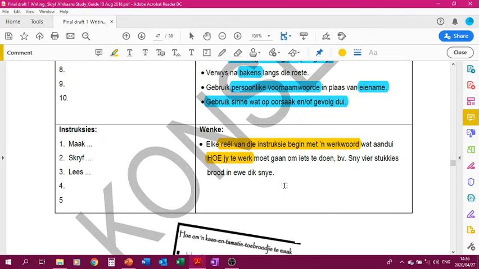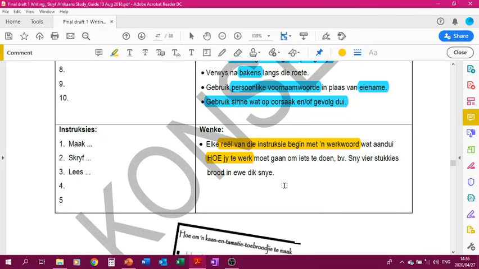Gooi olie in die pan, throw oil in the pan. You can further explain by saying, nie te veel olie nie, of 'n klein bietjie olie, of 'n dun laagie olie. Then you can talk about the eggs. Again, be careful of instructions and tips. For example, you can say, haal die eiers uit die yskas uit, sodat dit by kamertemperatuur kom. So take out the eggs from the fridge so that it gets to room temperature.